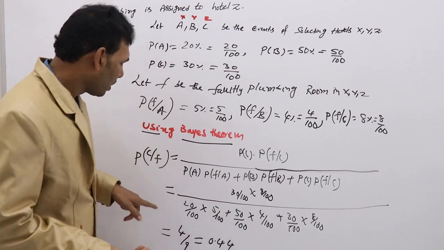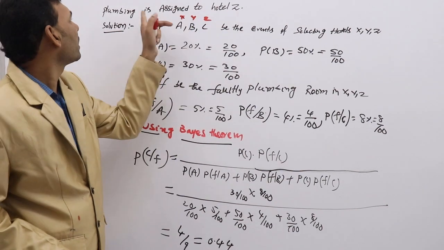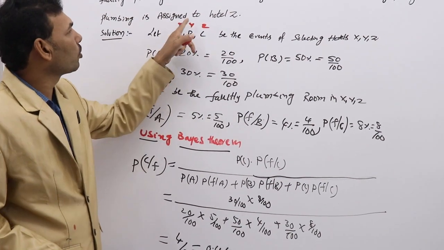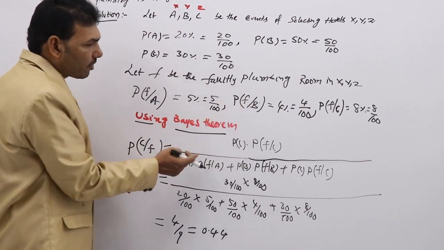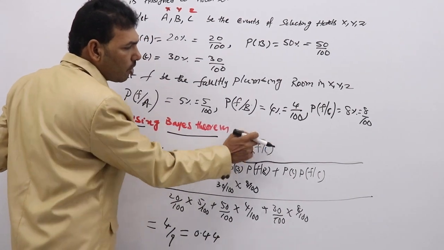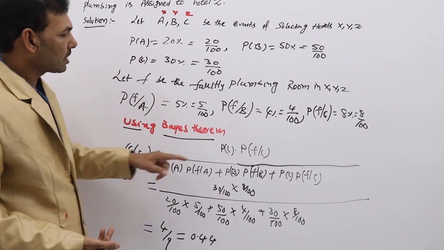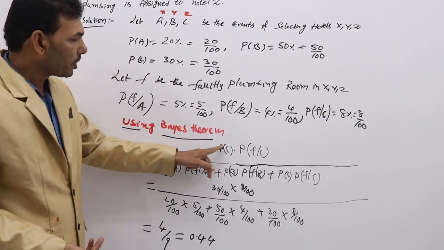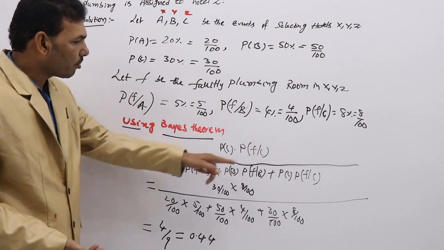For example, instead of Hotel Z, if you ask what is the probability that the faulty plumbing room is assigned to Hotel Y, you need to find probability of B given F. Probability of B given F means probability of B into probability of F given B. The numerator only changes. If it is from X, the numerator will have probability of A into probability of F given A, that is A given F. The denominator will be the same for all.